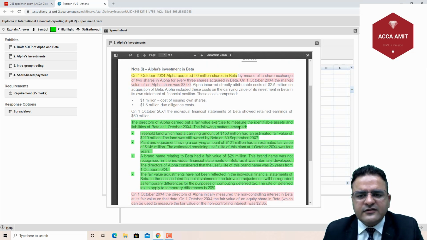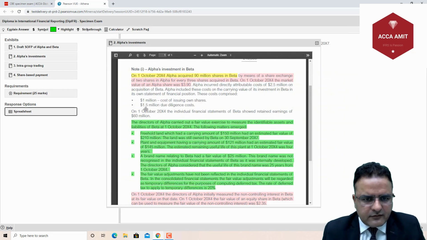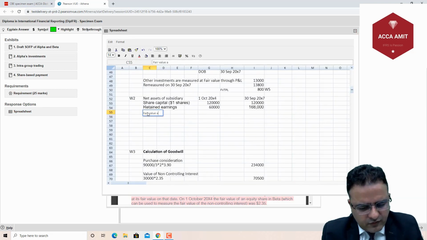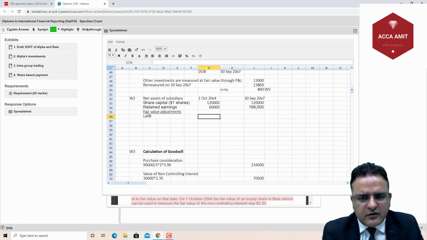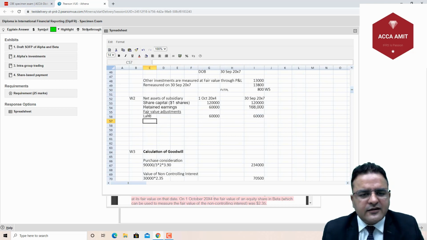Directors of Alpha carried out a fair value exercise to measure the identifiable assets and liabilities of beta on 1st October. The following matters emerged. Freehold land which had a carrying amount of 150 million had an estimated fair value of 210 million, and that land was still owned by beta on 30 September 2007. So how much is the increase in fair value? 150 million increased to 210 million, an increase of 60,000. So we'll be dealing with fair value adjustments. In it we'll be dealing with land which has a value of 60,000 on the date of acquisition and 60,000 on the balance sheet date because they're still owning this land.